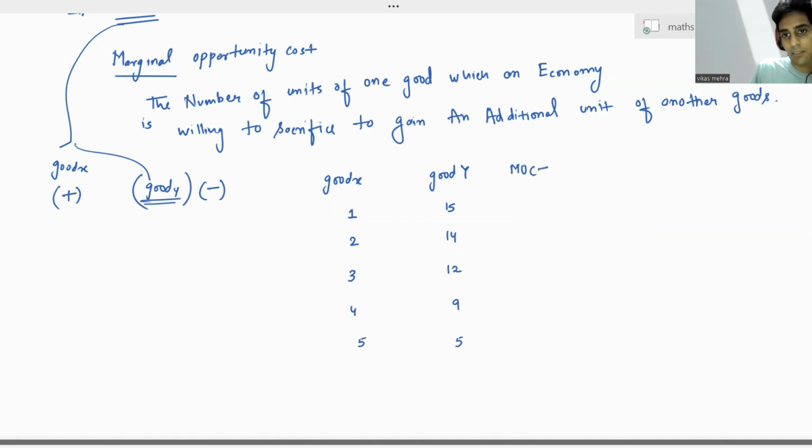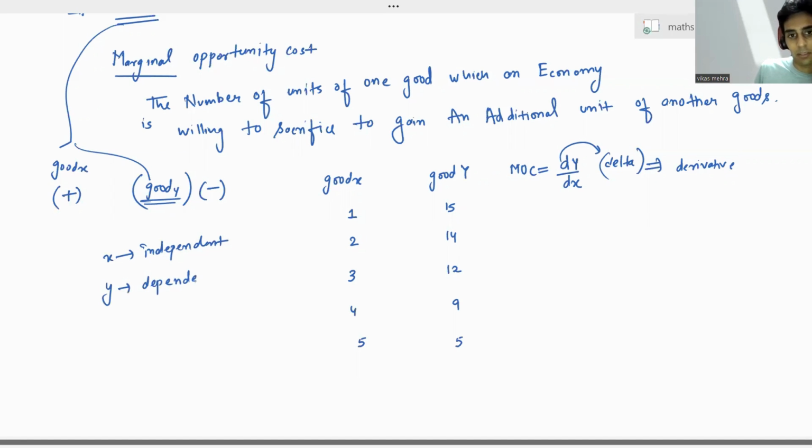So marginal opportunity cost means change in Y over change in X. This is pronounced as delta, or if you are coming from a maths background, you are aware of the derivative sign. So dy by dx, the change in y due to change in x. x is changing first, and we are studying the impact of change in x on y. So x is our independent variable, which is changing, and y is our dependent variable, which is impacted by this independent variable. In the first case we have dash. In the next case we are gaining 1 unit of x, and what we are sacrificing, 1 unit of y.